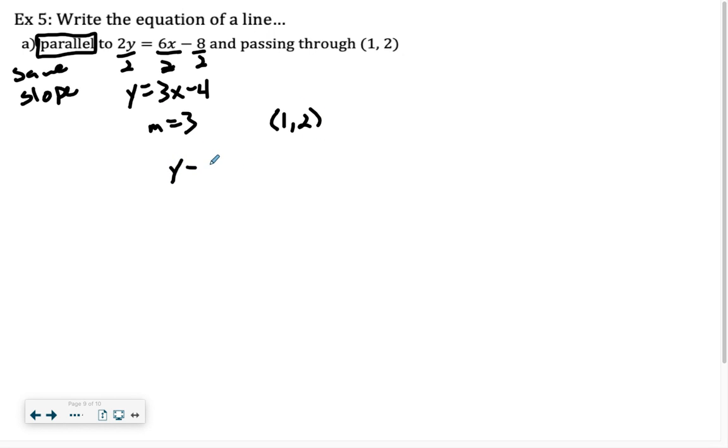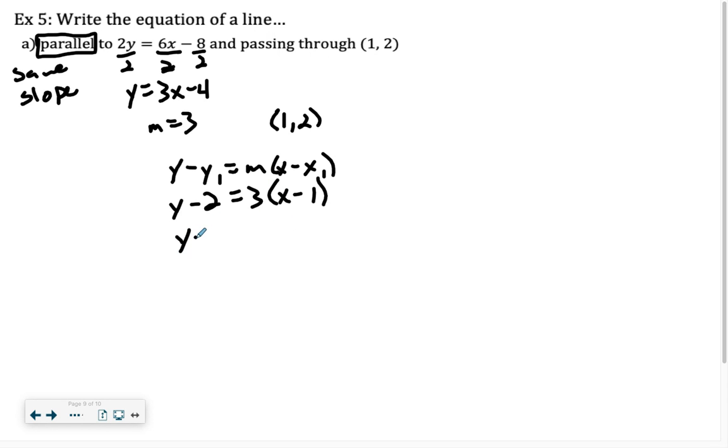So I have the slope, I have a point. We're going to use point-slope form of a line. y minus y1 equals m times x minus x1. And this would be my x1, y1. So I'm going to have y minus 2 equals 3 times x minus 1. Now, since the directions actually just say write the equation of a line, this would be an acceptable answer. Usually, though, the directions will say to write the equation of a line in slope-intercept form. Okay, so we would want to solve for y.